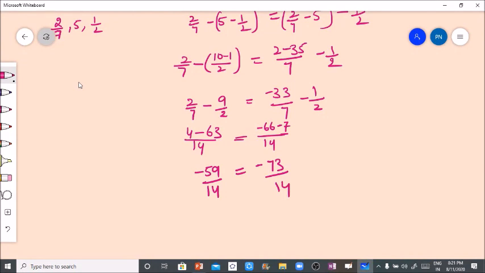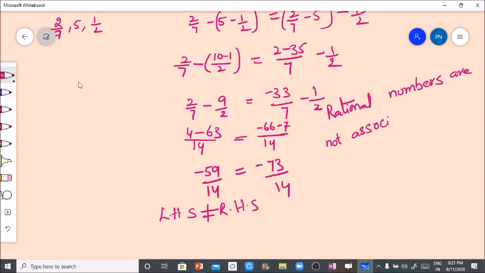Denominators are equal, so these are like fractions. So minus 59 is bigger than minus 73. So here we can say that LHS is not equal to RHS. Okay. So from this we conclude that rational numbers are not associative under subtraction. Am I right? Yes.